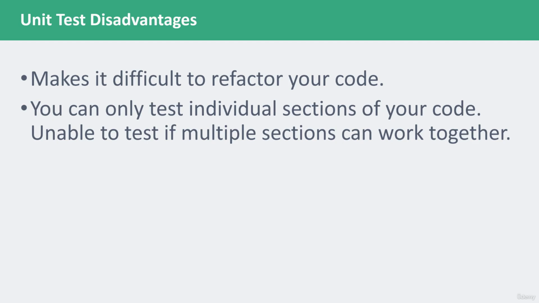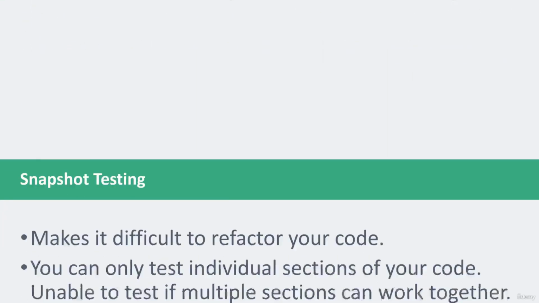The second issue is testing small pieces of an application. It's like testing out the parts of a machine. The parts of a machine can work, but what if they can't work together? This can render our tests useless. There is a way to get around this, but I'll explain in a moment.